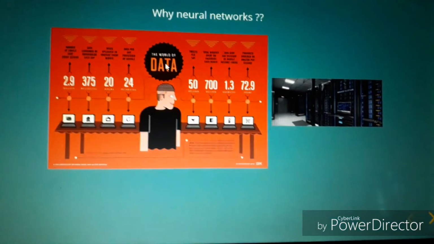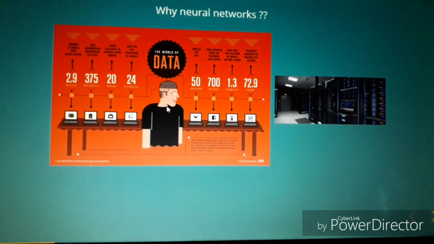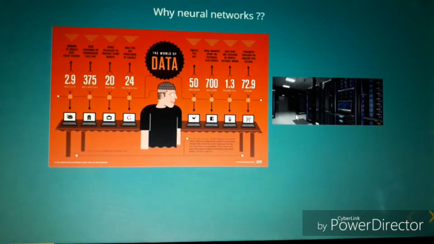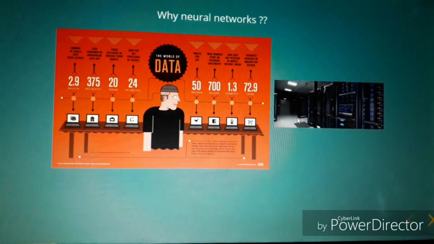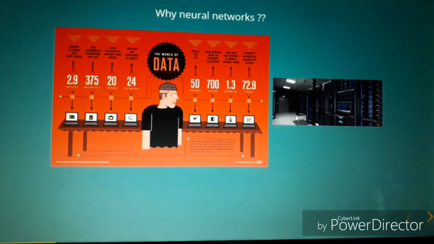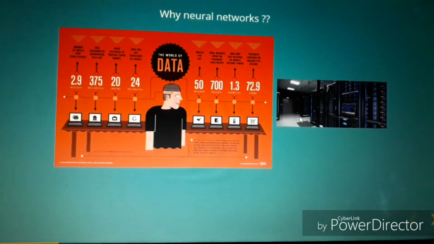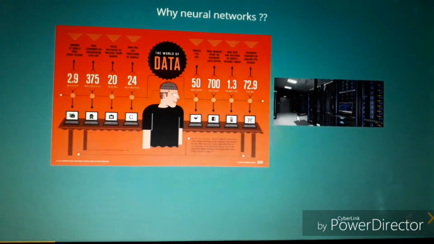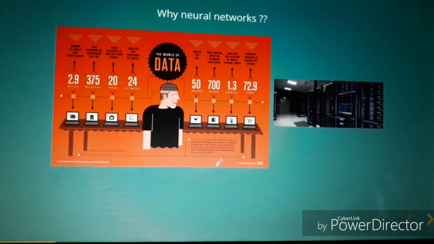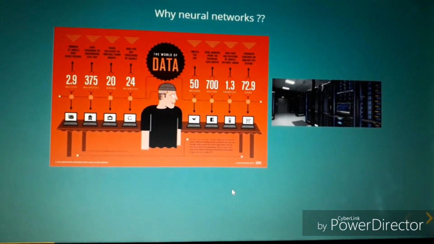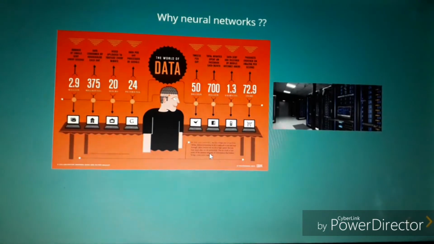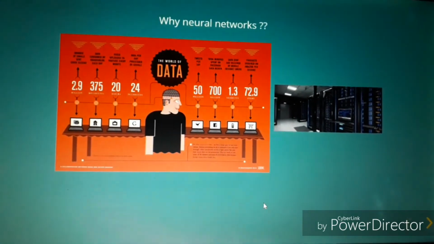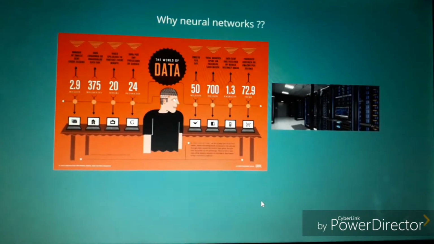And because of this huge amount of data and good computing power, it has been observed that neural networks outperform every other machine learning algorithm in almost everything that we apply machine learning on. It has been proved that when we have these two things, a large amount of data and good computing power, neural networks outperform every other machine learning algorithm.